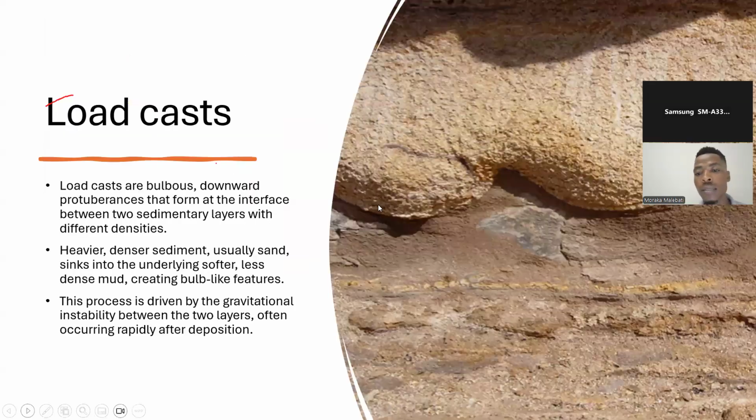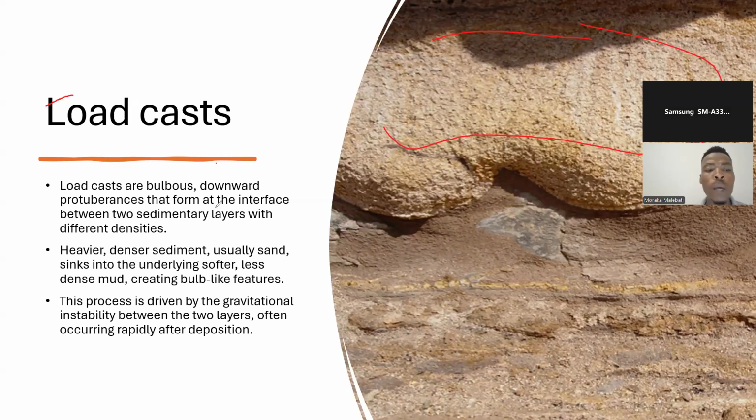Then I've got load casts. Load casts form more or less like the flame structures, because you must have the overlying material. It must be heavy, like sand. Then whatever is at the bottom is a less dense one. It can be mud, or basically mud or silt.